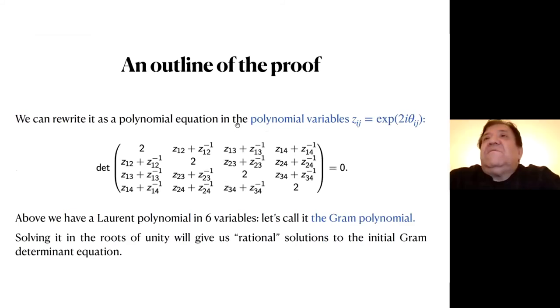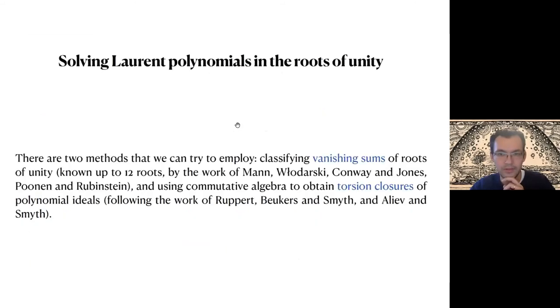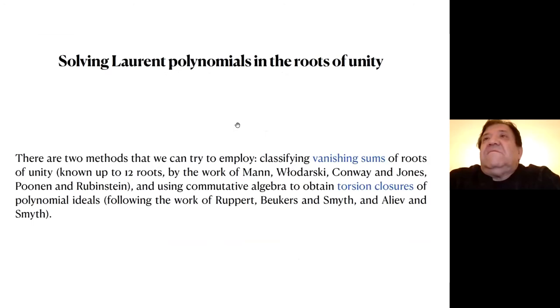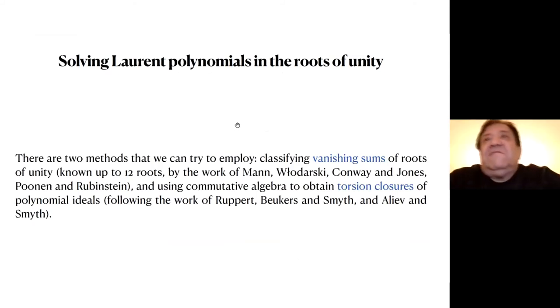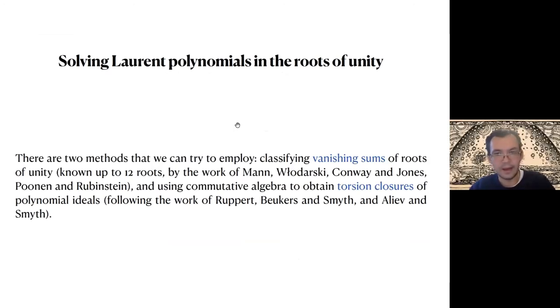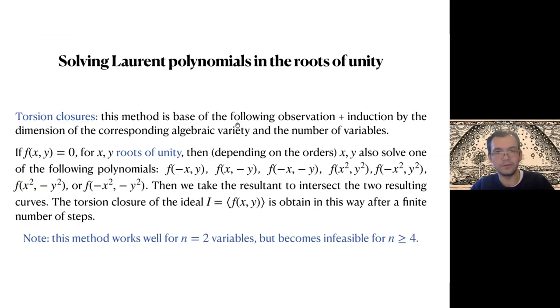I mean, there are two approaches, right? One is about classifying vanishing sums, which is really for roots of unity only. The other one is closures of polynomial ideals. And this is a bit different because in principle you can use something like that not only in cyclotomic fields. But we use it for cyclotomic fields only.